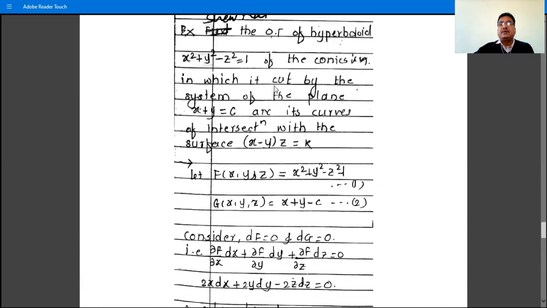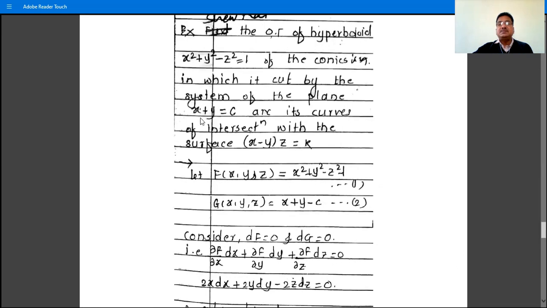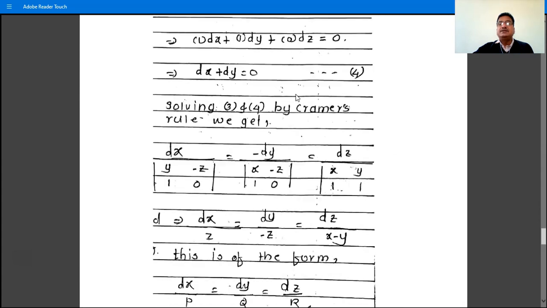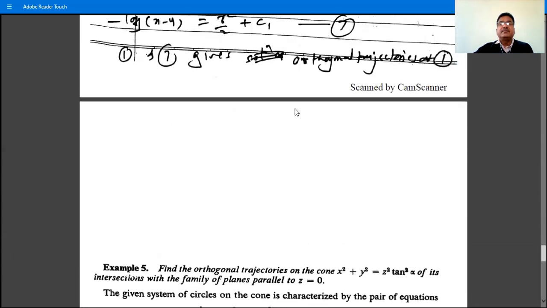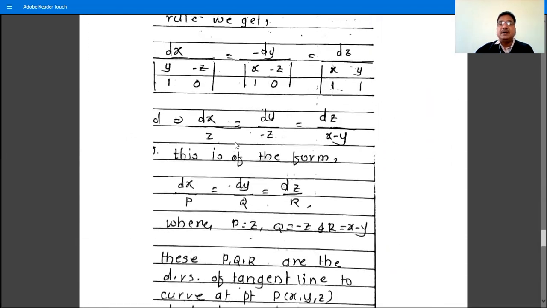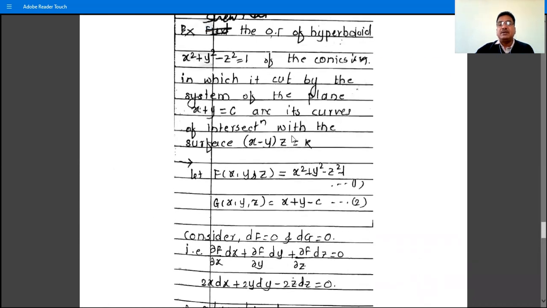Show that the orthogonal trajectory of the hyperbola of its intersection with x plus y is equal to c is x minus y into z is equal to k. So the answer is this. So the answer is x minus y into z is equal to k. So there is a correction, 1 by z, right here 1 by z, and then we have the answer x minus y into z is equal to k. So this is the answer actually.